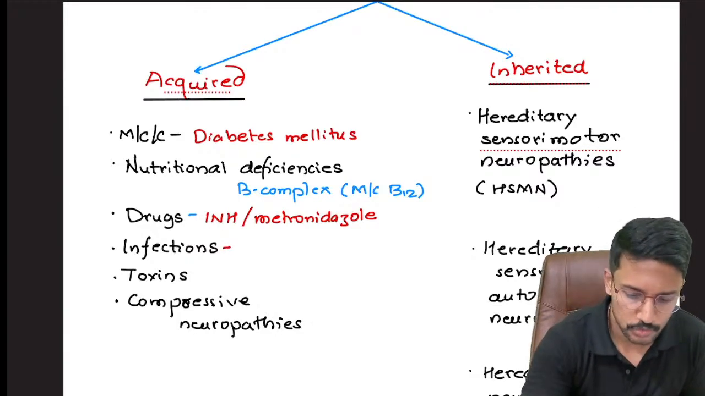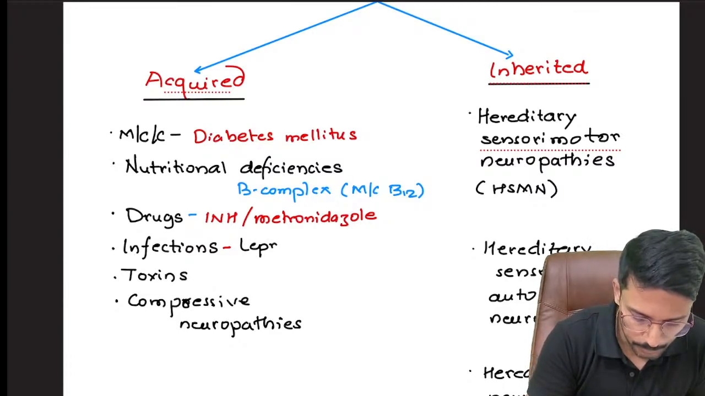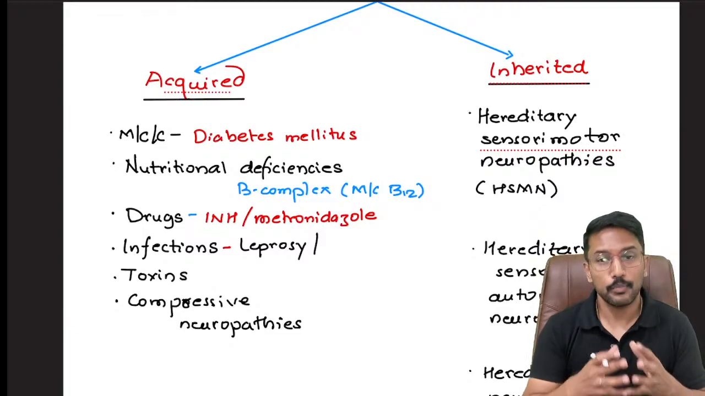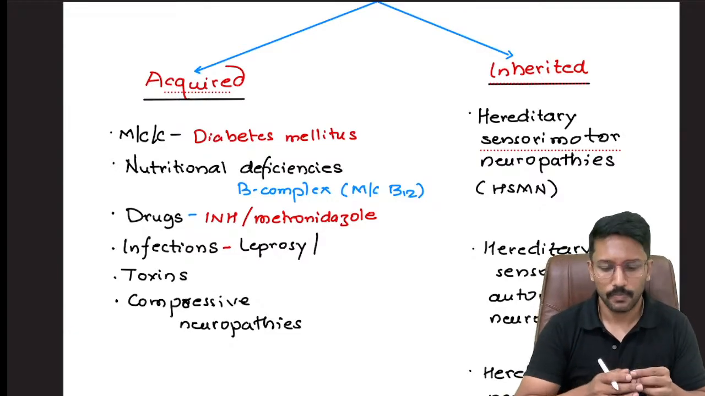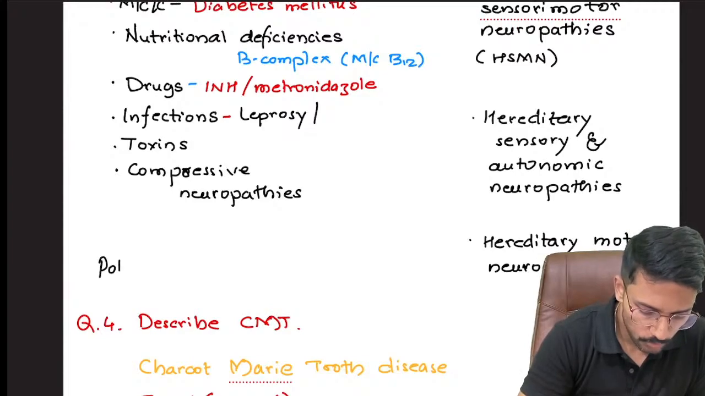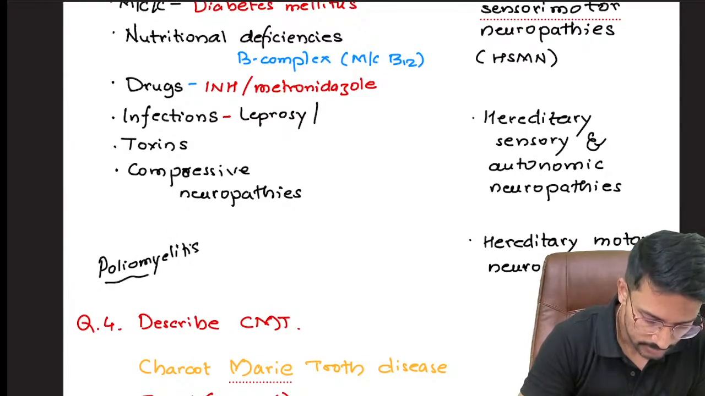Then infections cause neuropathies. And I think already one of you has mentioned, leprosy is a well-known infection to cause neuropathy. Apart from that, polio. Remember, what is polio? Polio is also usually called poliomyelitis, right? Poliomyelitis.